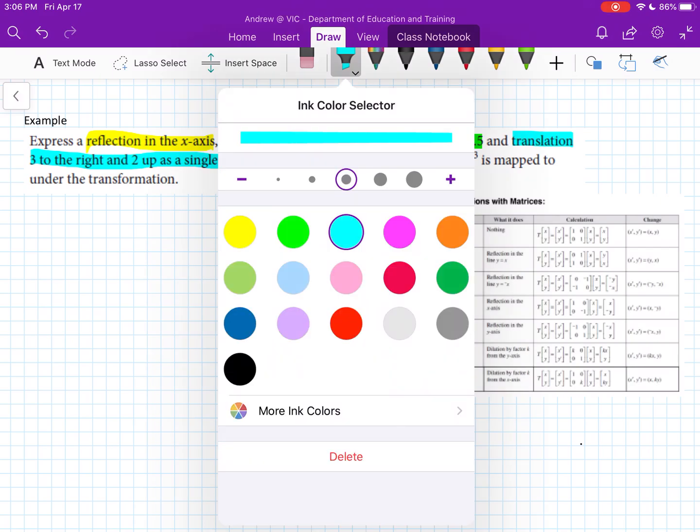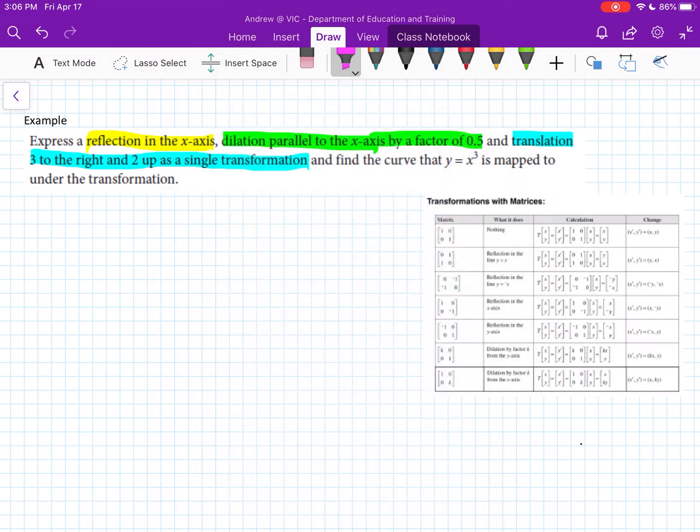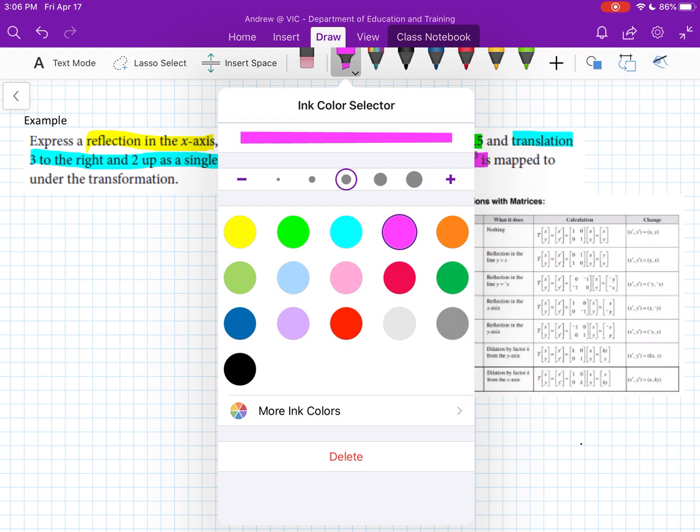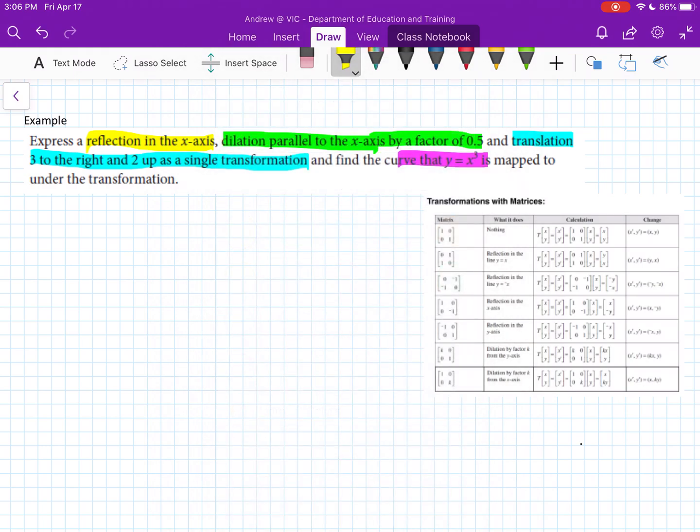There are all the types of matrices you need to set up. The second part of the question is we need to find the curve that y equals x cubed is mapped to under the transformation. It's just saying, what does y equals x to the power of 3 turn into? That's essentially breaking down the whole question. So first we need to set up our transformation matrices.